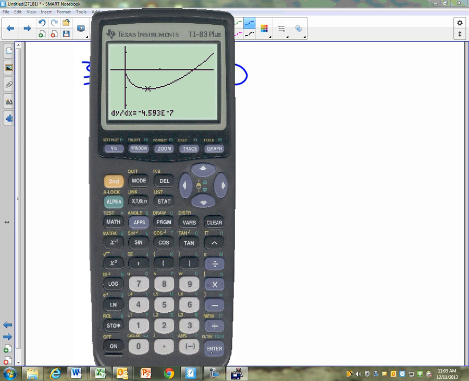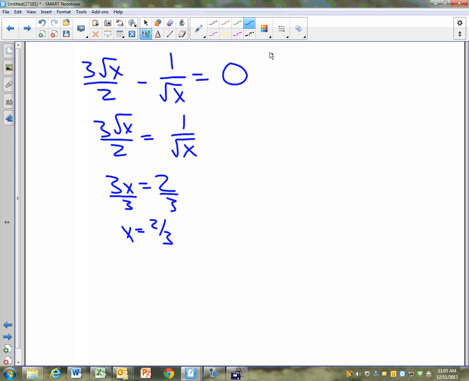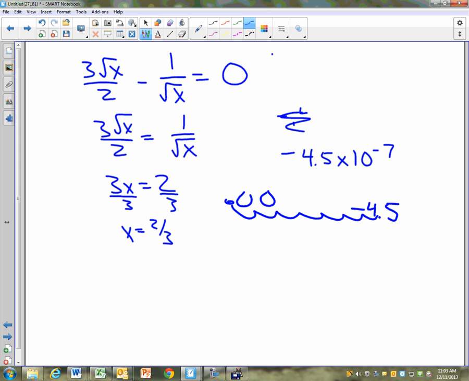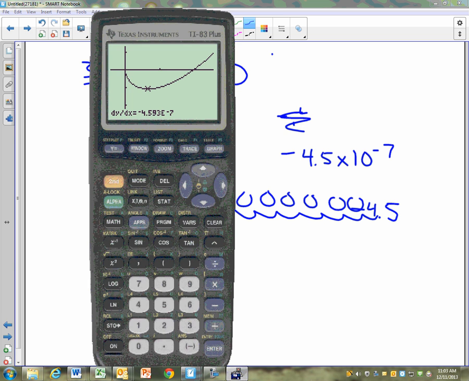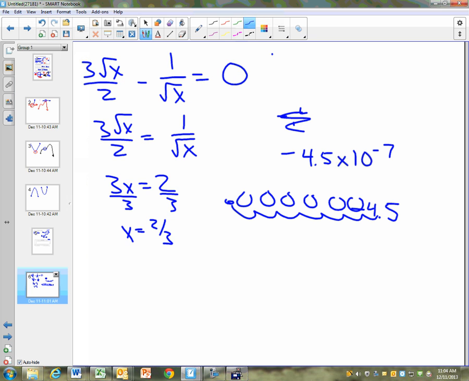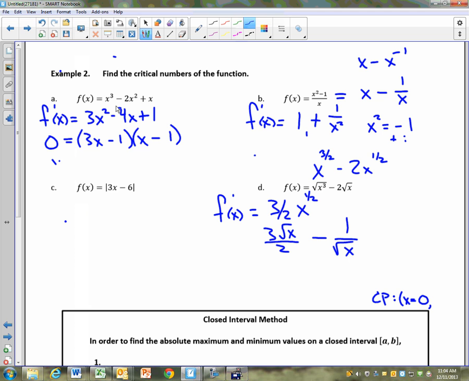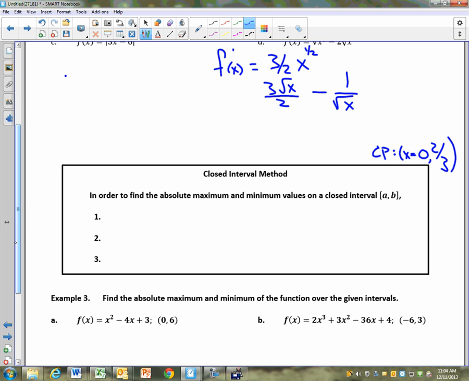Negative 4.5 times 10 to the negative 7th. About what value is that? 0. That's negative 4.5 times 10 to the negative 7th. So that's negative 4.5. That's 1, 2, 3, 4, 5, 6, 7, right? Bunch of zeros in there. Okay, so that's a very small number. That's what your calculator was able to compute. That's the approximate slope, so we know the derivative is equal to 0. So therefore, we have, as you see right here, critical points of 0 and 2/3. 0 is an endpoint, 2/3 is where the slope is equal to 0.